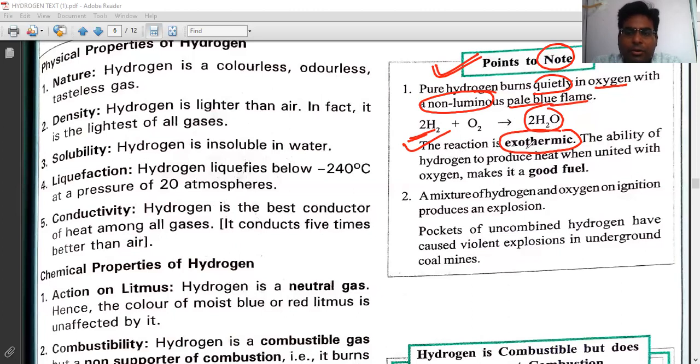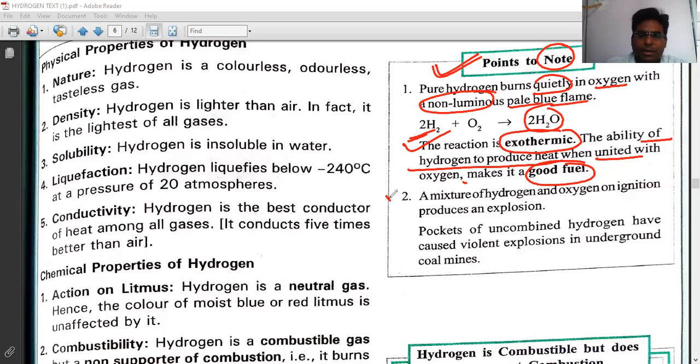ठीक है, and we are getting lot of amount of energy because this reaction is exothermic. ठीक है, and next point is the ability of hydrogen to produce heat when it unites with the oxygen. It is a good flame. So hydrogen can be used as a flame or a fuel because it gives lots of energy. So hydrogen gas is used in the rocket when we are sending rockets to other planets, because its efficiency is high, that's why we use hydrogen gas. So it acts as a good fuel also.